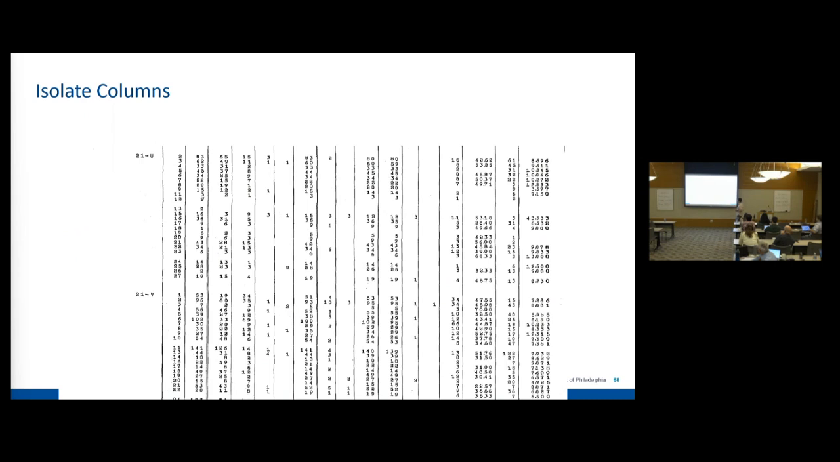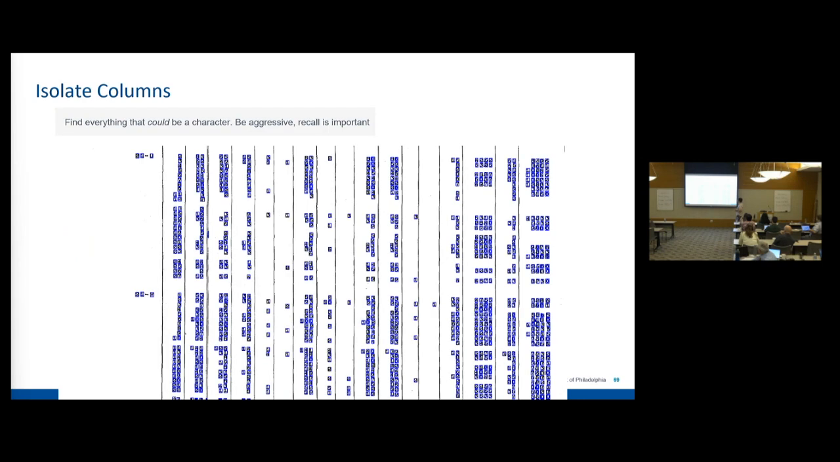Okay, isolate the columns. So in order to do that, we aggressively look for anything that could be text. And we can do that basically in two stages. We can pass it through OCR and keep anything that's a character. And then we can also use like cv2 contours and find anything that's a contour that's approximately the same size as the font on the page.